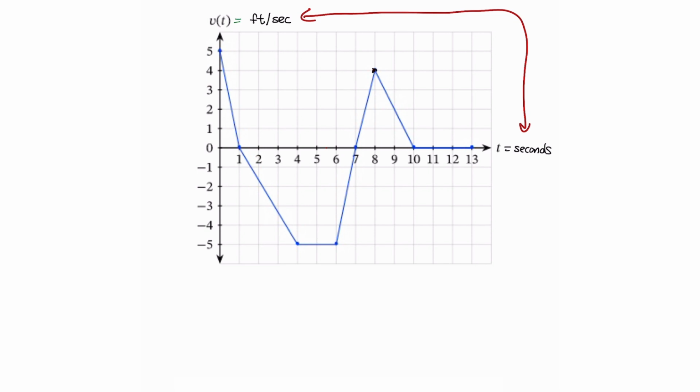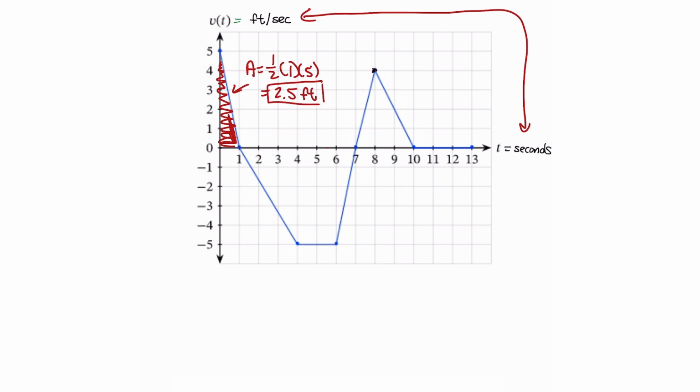So first, looking at the interval 0 to 1, I notice that region is above the x-axis, or above the t-axis in this case. So that means that the area represents the distance traveled in the positive direction. So that means this area being 1/2 times 1 times 5 is 2.5, measured in feet.